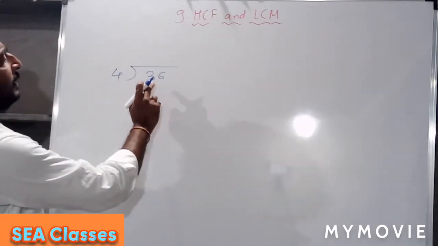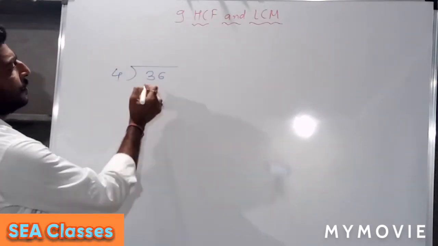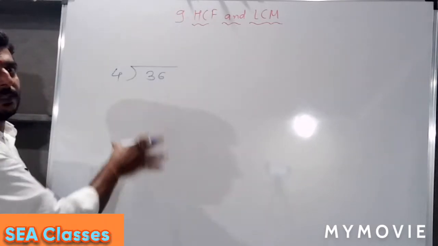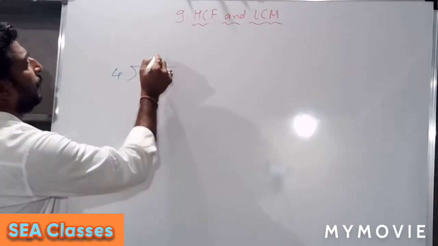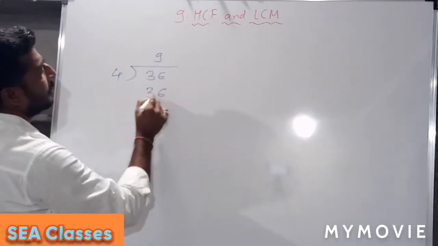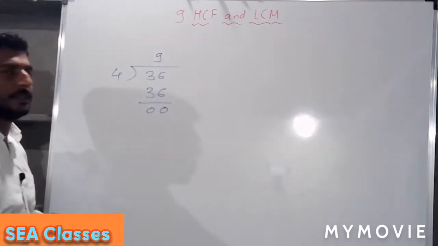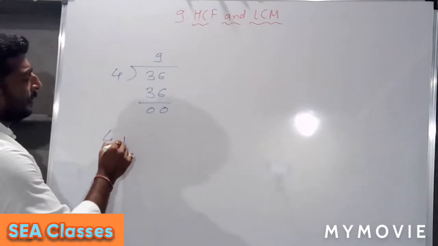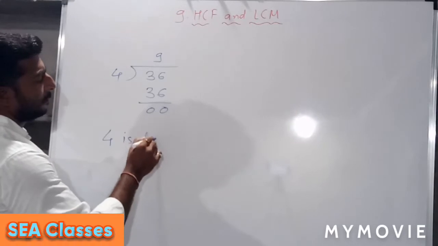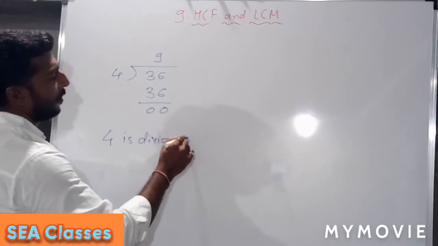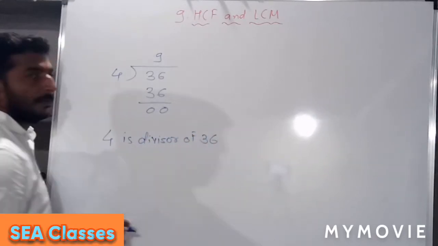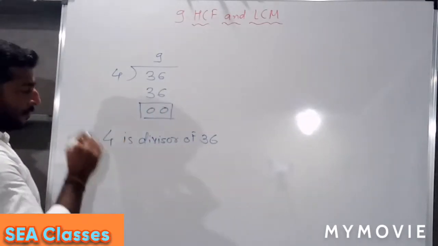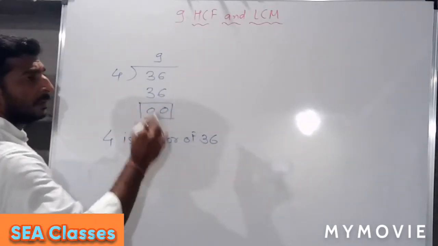Here we are dividing 36 by 4. So 36 is the dividend and 4 is the divisor. That means division, which you have already learned. 4 9s are 36, so you get the remainder 0. So you can say that 4 is a divisor of 36 when you get the remainder 0. So this 4 is a divisor of 36.